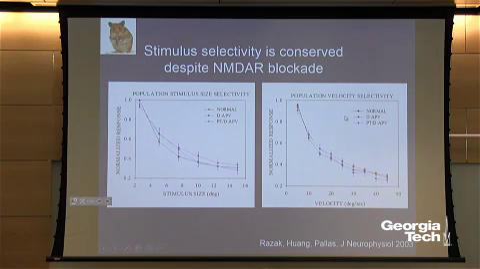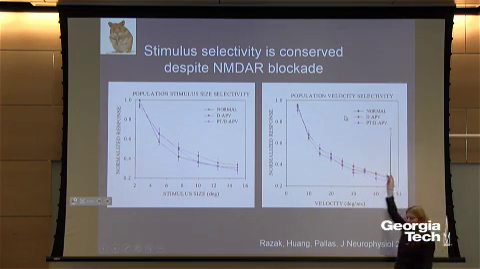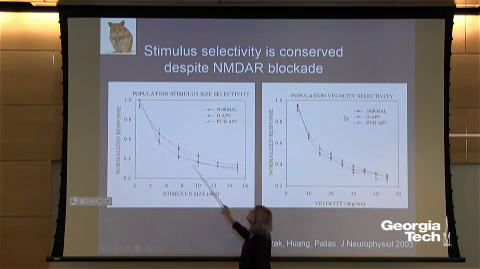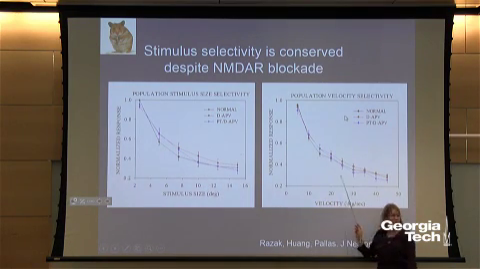So not only was receptive field size maintained after the lesion, although not after the NMDA receptor blockade, but stimulus size and stimulus velocity tuning was resistant not only to the lesion, but it was also resistant to the NMDA receptor blockade. So anything we could throw at this system, it just fixed itself. Everything just stays the same. So it keeps its acuity, it keeps its size tuning, it keeps its velocity tuning.